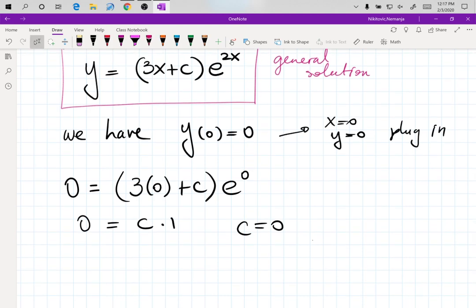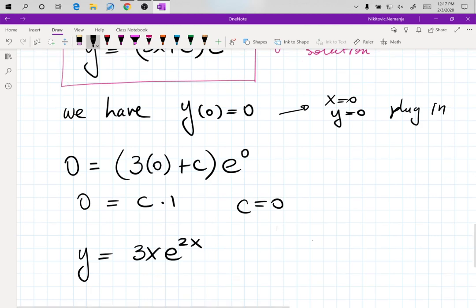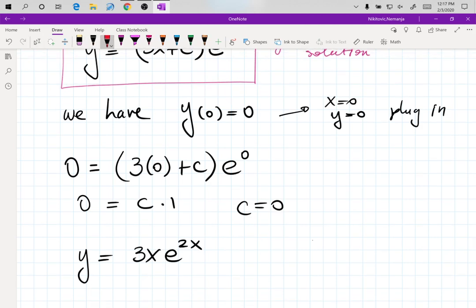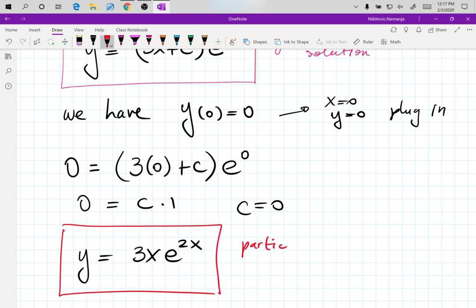And this gives me what we call the particular solution, the solution. So y is equal to 3x e to the 2x. And that will be what we call the particular solution.